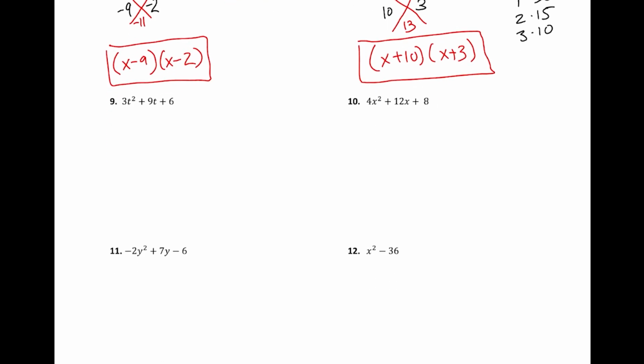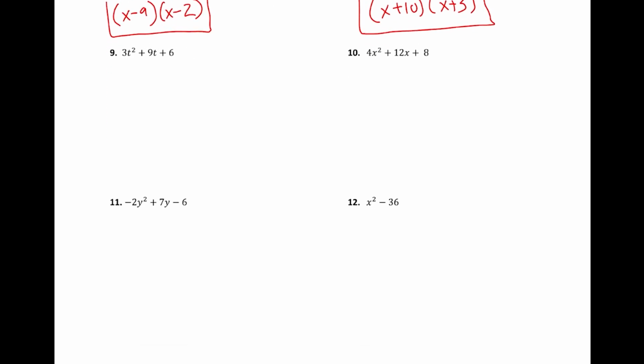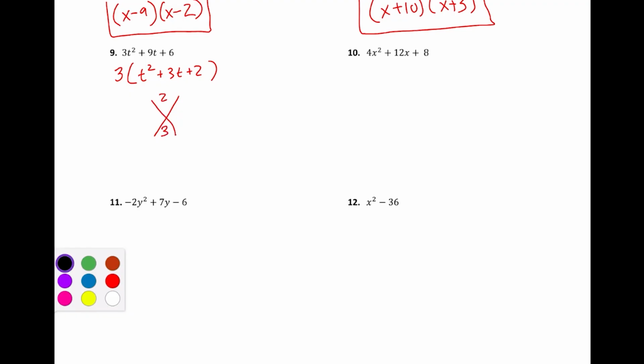Number 9 looks like it's going to be a hard one until you realize that 3 is a GCF. So let's factor out that leading coefficient 3, be left with t squared plus 3t plus 2, and now we can factor what's remaining in those parentheses like a quadratic that has a leading coefficient of 1. So I'm going to do a big X here with 2 and 3, and two numbers that multiply to give me 2 but add up to 3 would be 2 and 1.